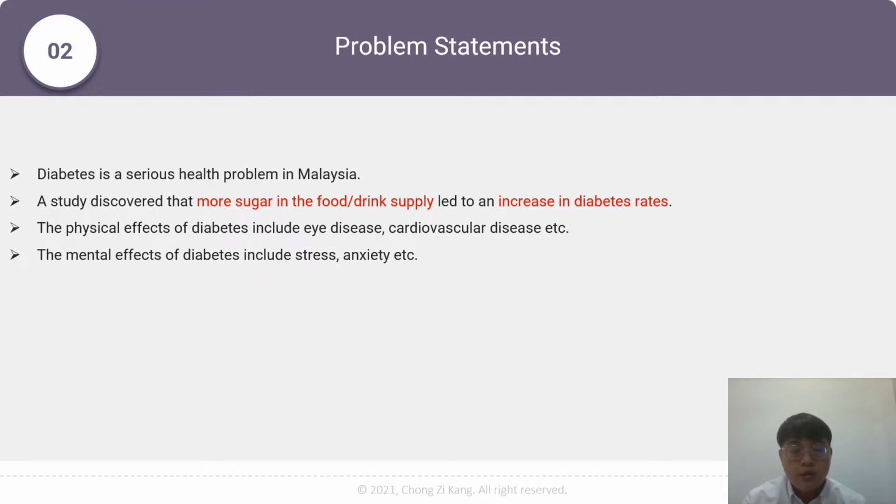The reason why this research was conducted is because diabetes is a serious health problem in Malaysia that affects more than 20% of adults over the age of 30. In 2013, a study that looked at people from over 175 different countries discovered that more sugar in the food or drink supply would lead to an increase in the diabetes rate. The physical effects of diabetes include eye disease, cardiovascular disease, kidney disease, nerve damage, and gut infection. Besides, the mental effects of diabetes include stress, anxiety, and depression.